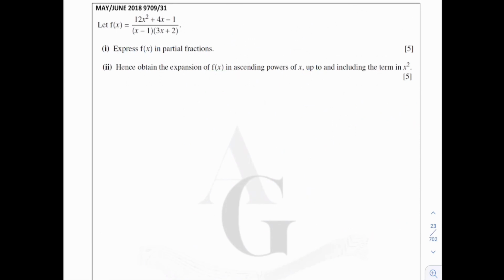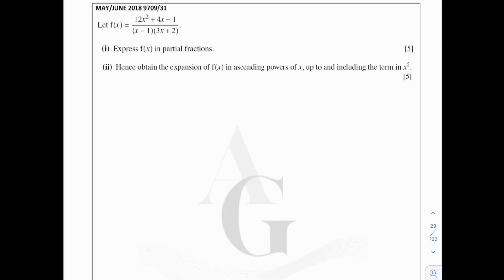Come, now let's try another question of the year 2018, May-June paper 9709/31. According to this question, part 1, you are asked to express the function in partial fractions, which is what we have done in the previous lesson. For today, we'll focus on part 2. Hence, obtain the expansion of the function in ascending powers of x up to and including the term in x squared.